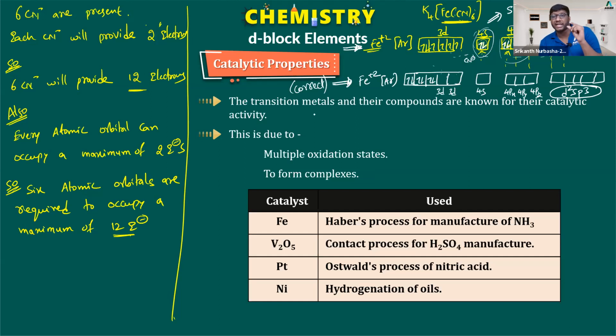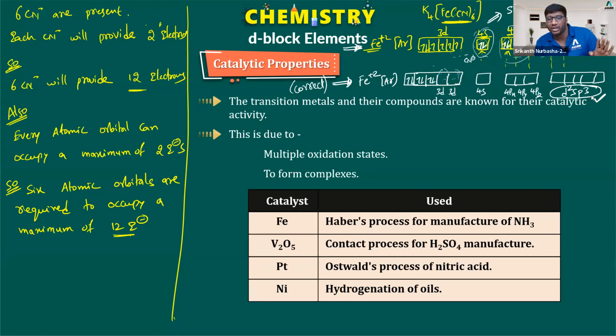That means the cyanide is repelling the inner d electrons of the metal ion. Because of that repulsion, the inner d electrons of the metal ion got paired up. Because of that, we got some empty atomic orbitals. Because of these empty atomic orbitals, they are available to accept electrons from the ligands. So d2sp3 is the correct hybridization of the complex K4[Fe(CN)6].